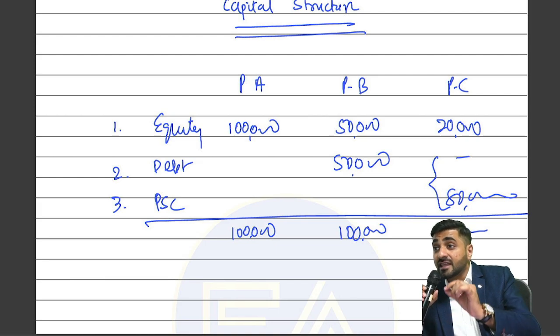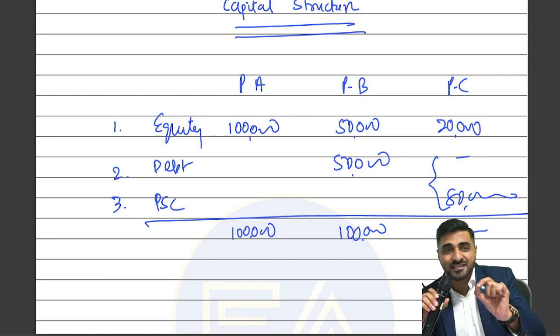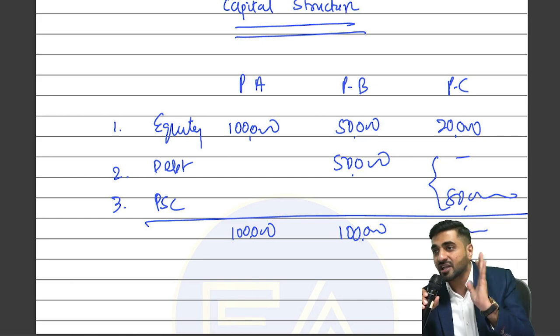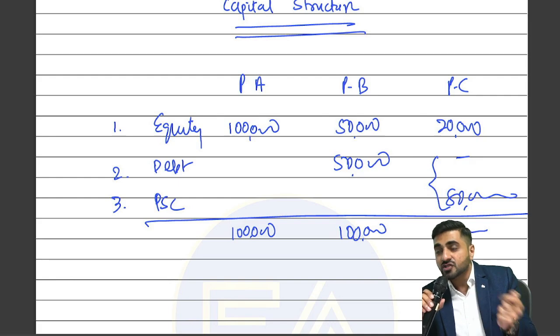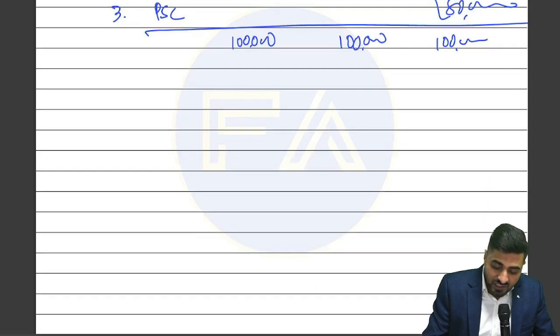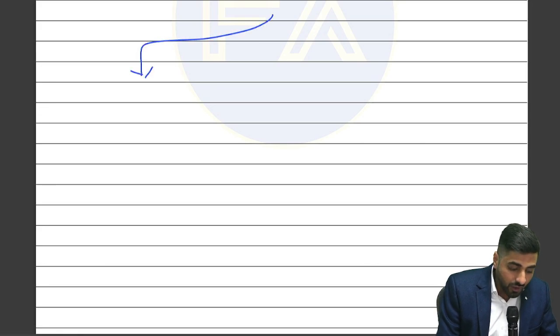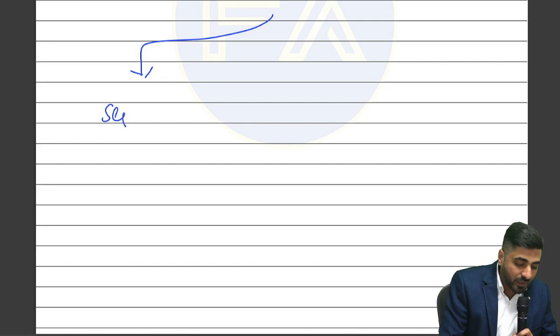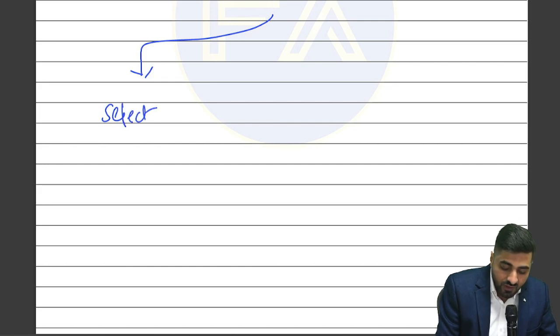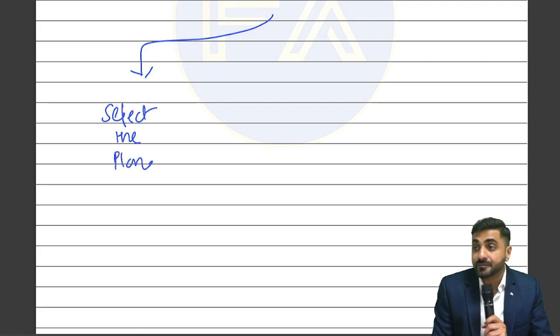Can I say EPS should be maximum? And if suppose the P/E ratio is given to you, then we will select the plan in which the market price per share is maximum. Okay? So in this chapter, first we are going to learn about how to select a particular financial plan. We are going to learn about what, beta? How to select the particular plan.